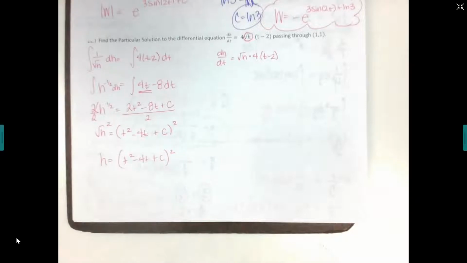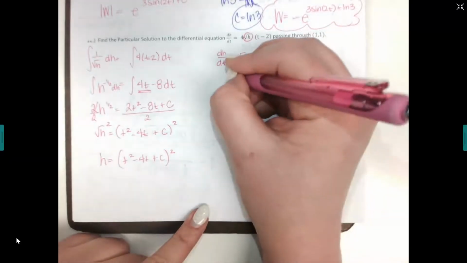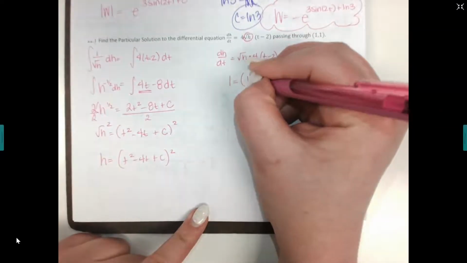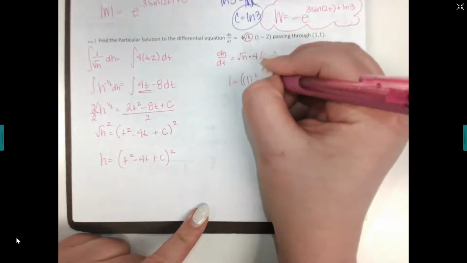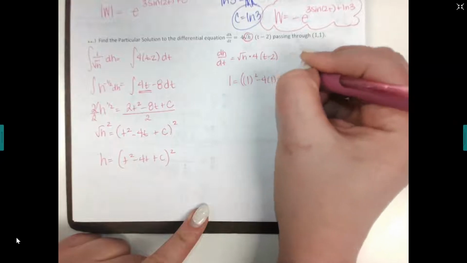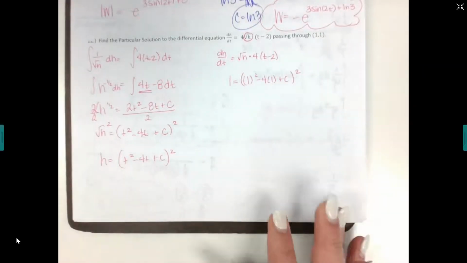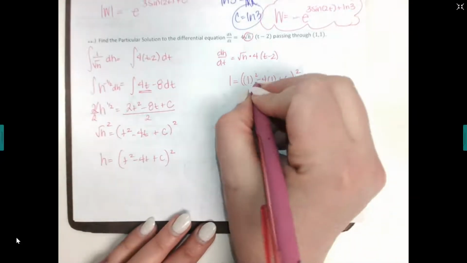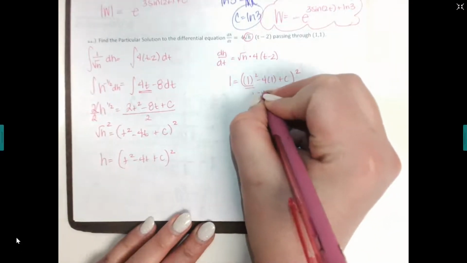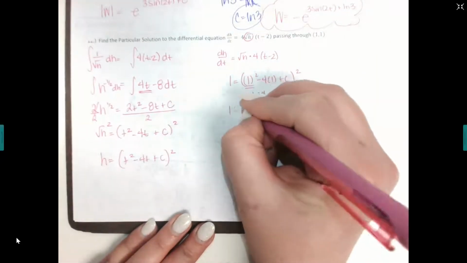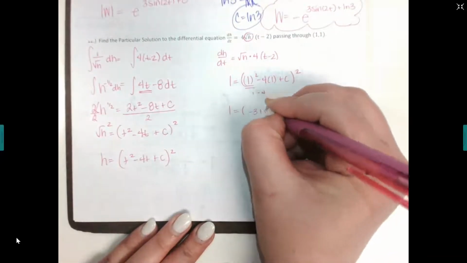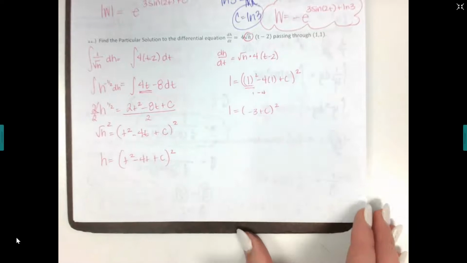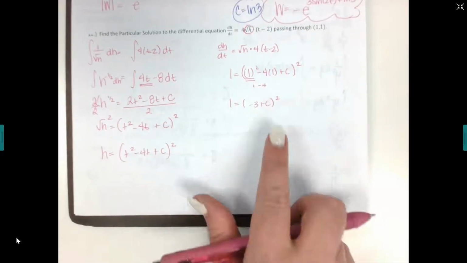Okay, I need to pass through 1, 1, so I'll plug that in. 1 is the answer when I plug in a 1. Okay, then remember just to follow PEMDAS. So 1 squared here is a 1. 1 minus 4 gives me negative 3 plus c. So 1 minus 4 is negative 3 plus c.